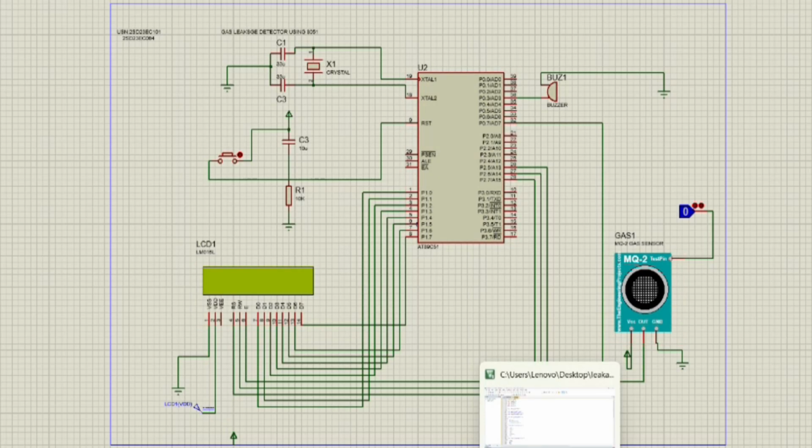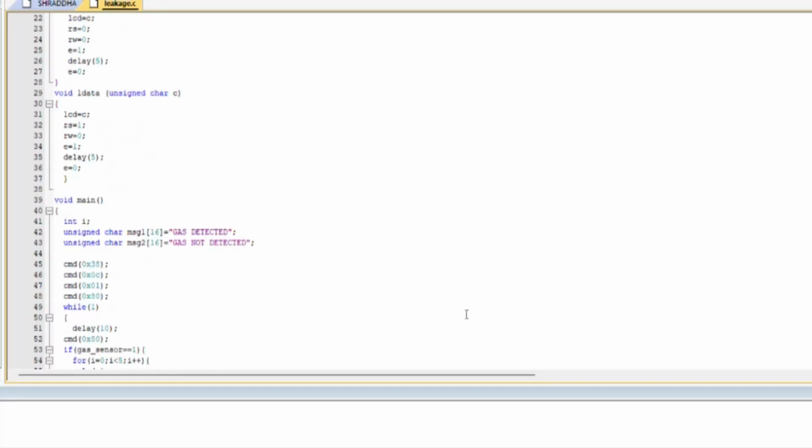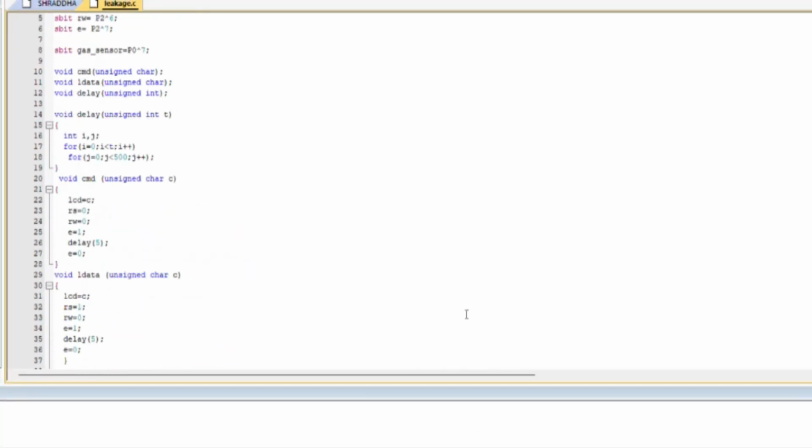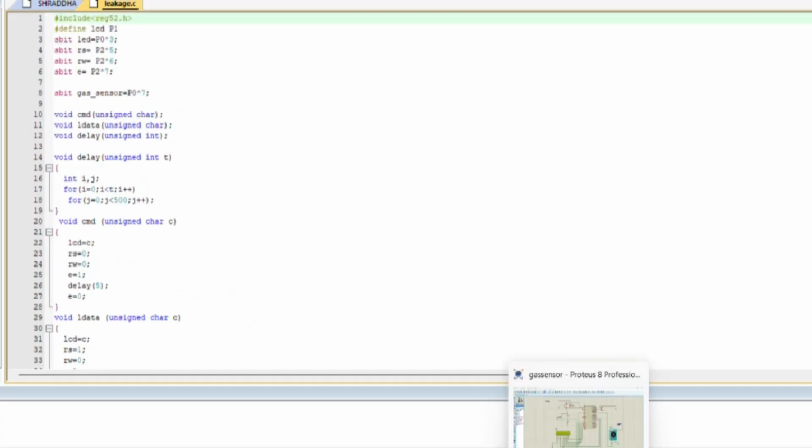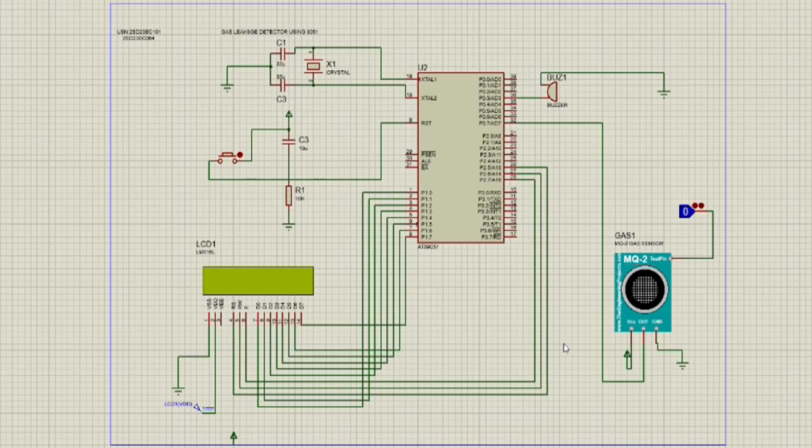Before this, we execute a C program code. Here is our C program code. After executing this, we should simulate this in Proteus. Here, when the logic state is 0, after simulating this, the MQ2 gas sensor will not detect the gas. So, the LCD will display that gas is not detected. After, when the logic state is 1, the MQ2 gas sensor will detect the gas. After simulating this, the LCD will display that gas is detected.